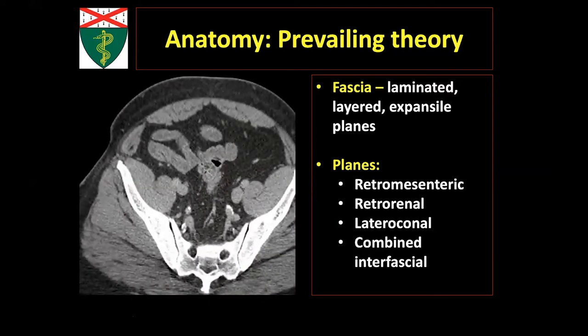If we look at it on axial images, this is a CT scan with intravenous contrast, it's very tough to see where the combined interfascial plane is, but if I click on the next slide, you can see that it's going to roughly correspond to a very thin layer, about 2 to 3 millimeters at most, that occurs over here, and everything behind this is going to be part of the retroperitoneum, and everything medial to this over here will be intraperitoneal.